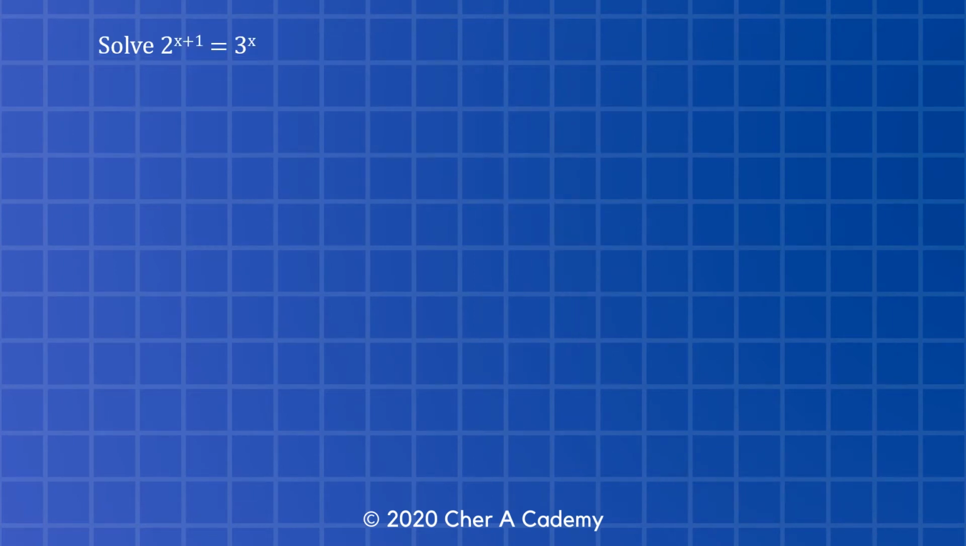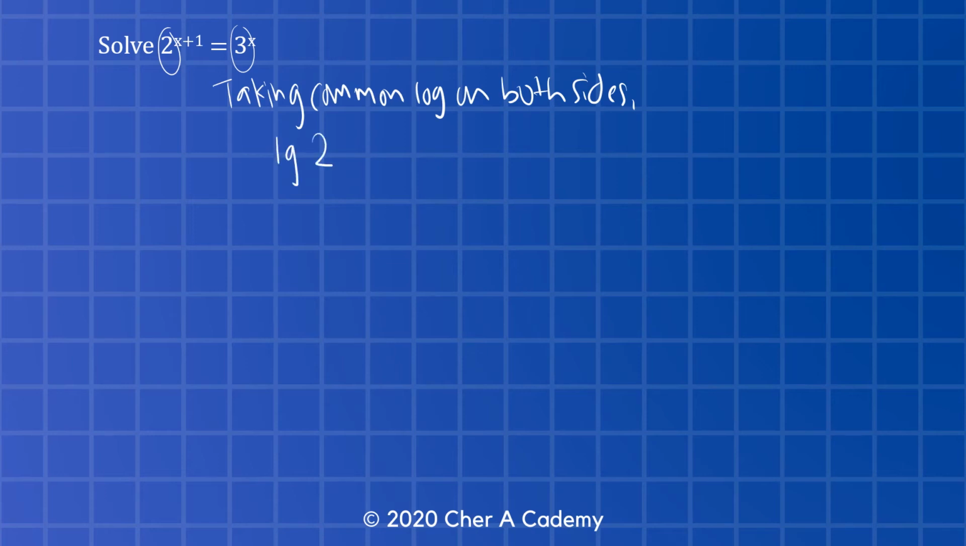Now I have another question. Solve 2 to the power of x plus 1 equals 3 to the power of x. This is an index form equal to an index form, and they have the bases 2 and 3. However, we cannot change them to the same base, so we have to take common log on both sides. Taking common log on both sides, I will have lg 2 to the power of x plus 1 equals lg 3 to the power of x. Using the power law, I will bring down the power.